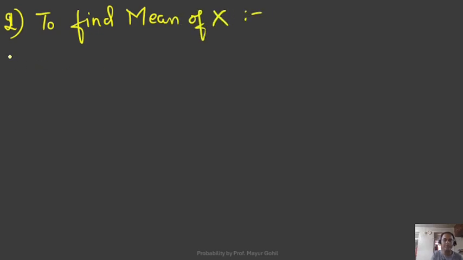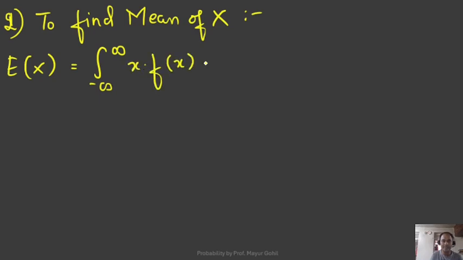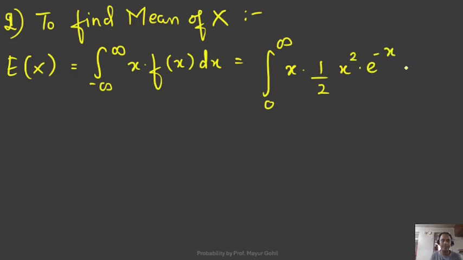So the formula over here is E of X equals the integral from minus infinity to infinity of x times f of x dx. This is the formula. Now when you substitute the value of your PDF, it is defined from 0 to infinity. So x times half into x square into e raised to minus x dx we have to calculate.